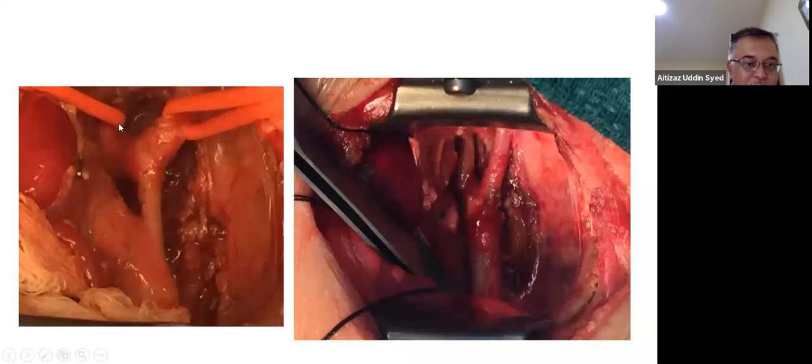Even then, with good mobilization and some pull and push, we end up with an anastomosis like this, which is actually cutting around here and bringing it right under the arch of the aorta, as you can see here. And they work. The problem is that you have to mobilize them and decide, is it going to come together?